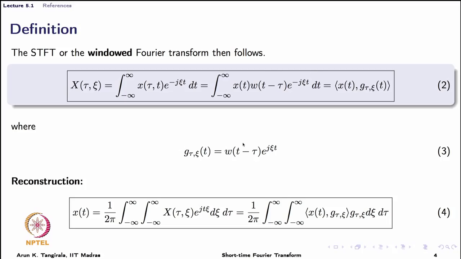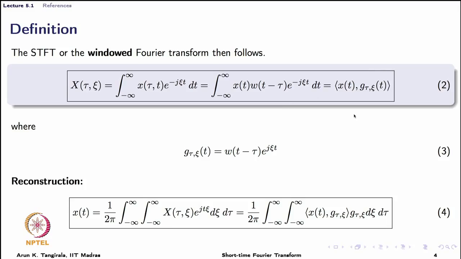What is this g? This g is nothing but the product of the window and the complex sine wave that I have. In fact, once again you can recognize that I recover the classical Fourier transform if I replace this g simply with the complex exponential itself. Okay. So, that is the difference again between the short time Fourier transform and the classical Fourier transform. We will talk about this g more in detail in the next slide.